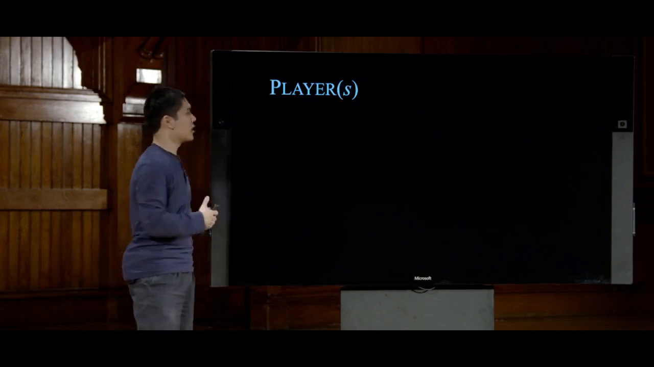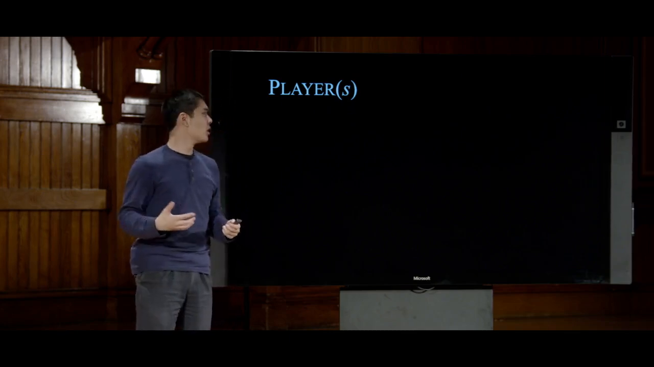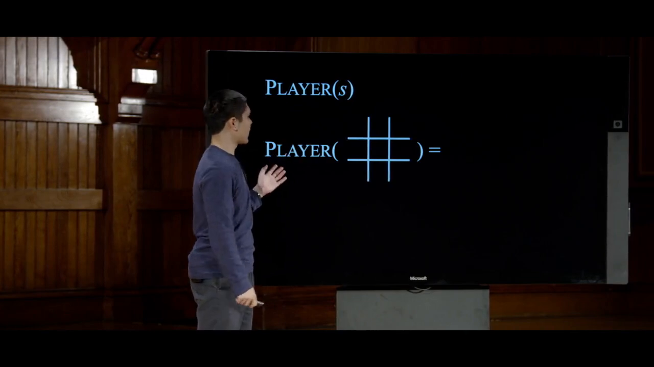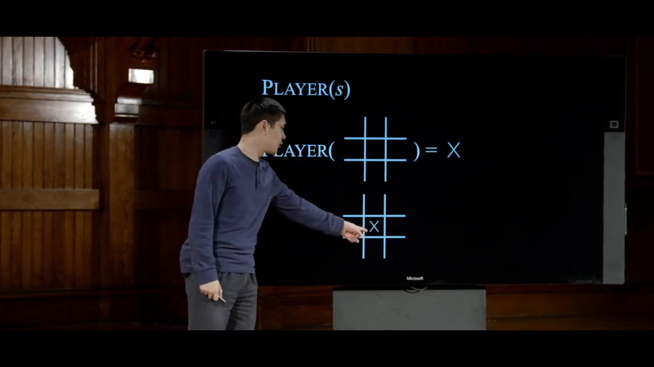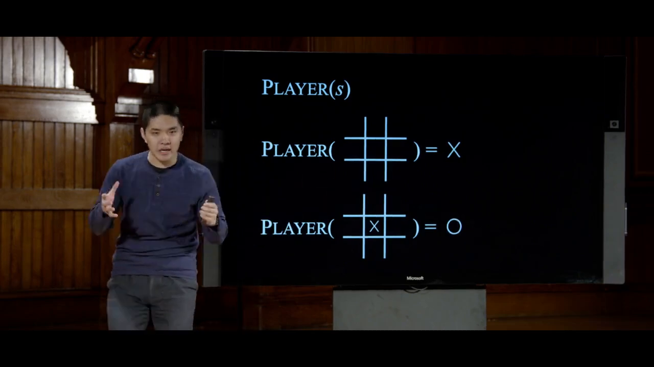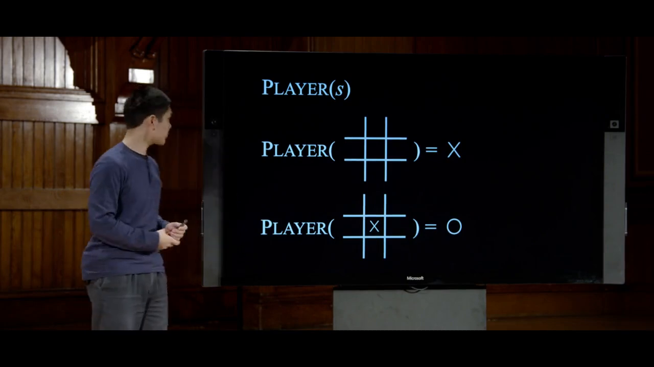Then we need the player function that, again, takes a state and tells us whose turn it is. Assuming X makes the first move, if I have an empty game board, then my player function is going to return X. And if I have a game board where X has made a move, then my player function is going to return O. The player function takes a tic-tac-toe game board and tells us whose turn it is.